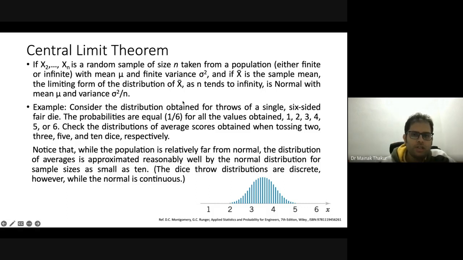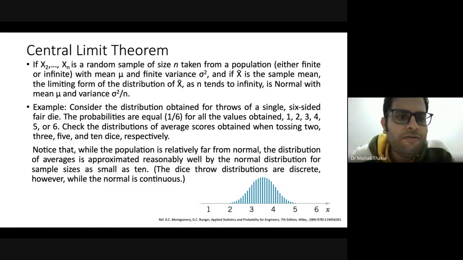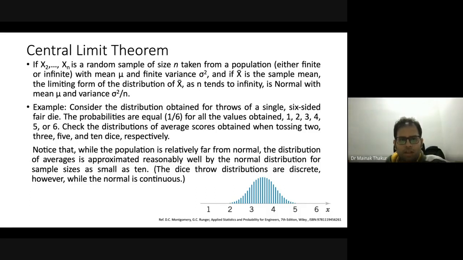Consider the distribution obtained for throws of a single six-sided fair die. The distribution for throws of a single six-sided die will be: six sides means there will be six outcomes, 1, 2, 3, 4, 5, 6. The probabilities are equal, 1 by 6. Any side can come with equal probability, right? So for 1, 2, 3, 4, 5, 6, the probabilities are equal, 1 by 6.